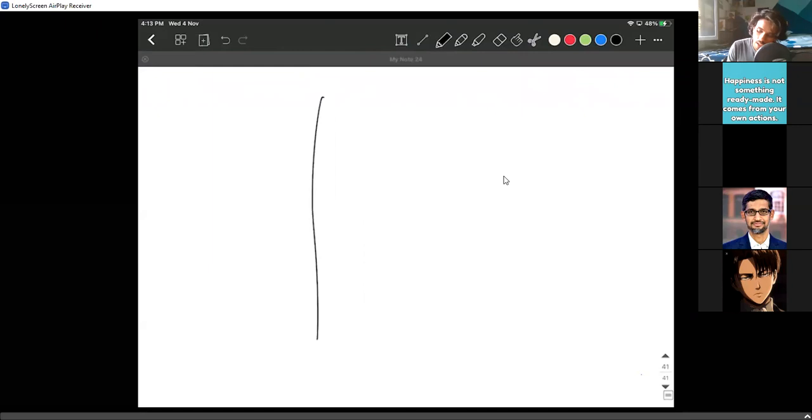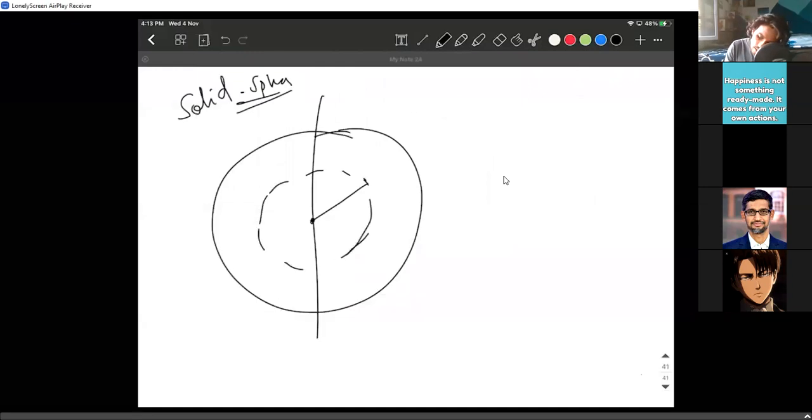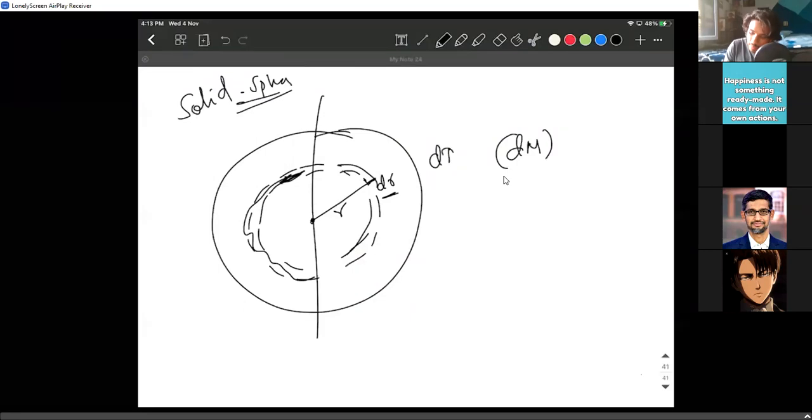Now I'm talking about a solid sphere. I will just discuss the method again for you people, just the method. For a solid sphere, I'm going to take a hollow sphere of radius r and thickness dr. Let us write the mass of this hollow sphere as dm. So dI will be, any guesses?